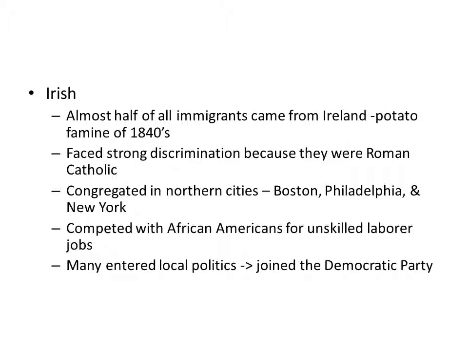One of the two main immigrant groups at this time were the Irish, and about half of immigrants at this point were coming from Ireland due to the potato famine of the 1840s. Now, they faced strong discrimination because they were Roman Catholic, and they tended to congregate in northern cities like Boston, Philadelphia, and New York. Now, in doing so, they're going to compete primarily with African Americans for unskilled labor jobs in the north, although a large number enter local politics and in particular join the Democratic Party.